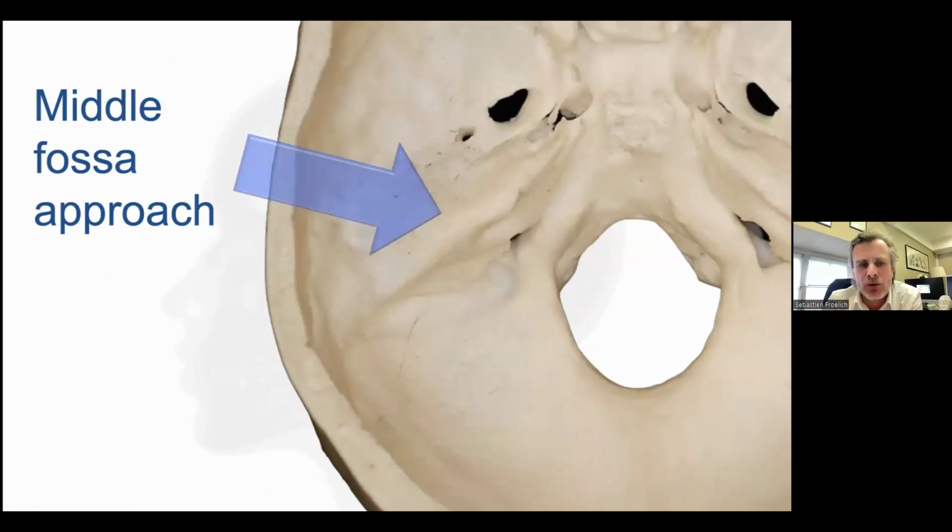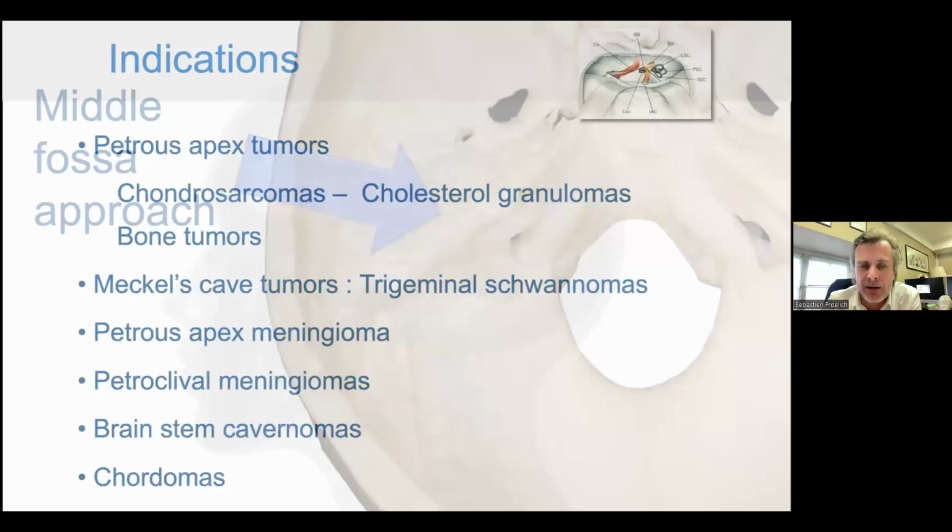So the anterior petrosal approach is a middle fossa approach. You have to do a temporal craniotomy, peel the dura mater, and drill part of this petrous ridge in front of the superior semicircular canal to get into the posterior fossa.